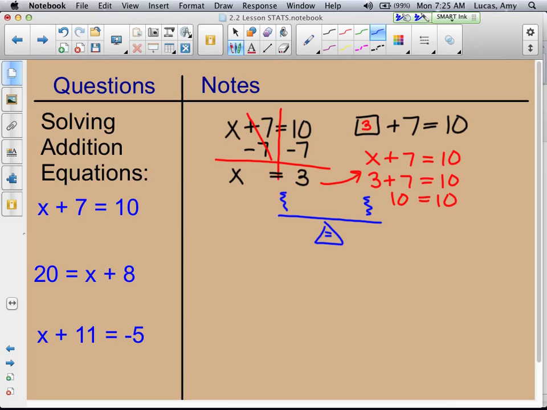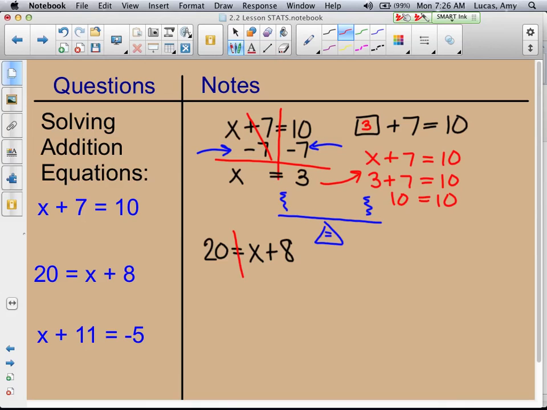So whatever you do on one side of an equation, you have to do the same thing on the other side, or else you're going to affect the balance. It's not going to be an equation anymore with an equal sign. Now, in the second example, you may notice that the variable is on the right-hand side. It doesn't matter what side the variable is on. Not at all. Look at where my equal sign is.